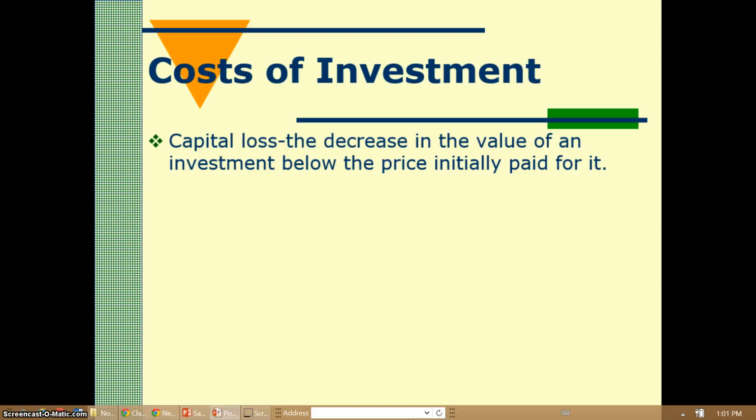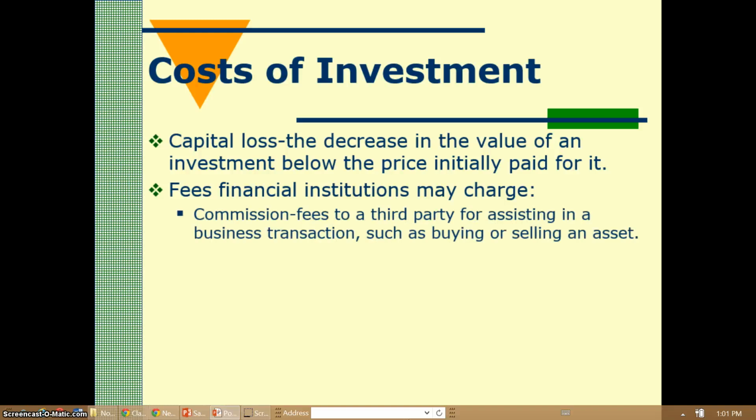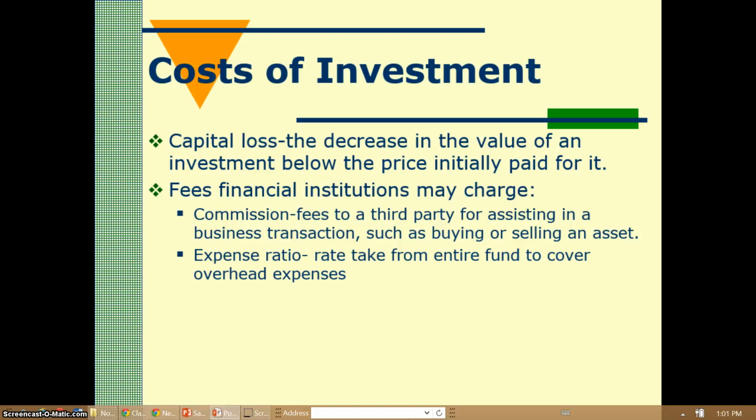So if you bought, let's say, Apple stock at $745 and 6 months later it drops to $525, you have a capital loss in the market value of that stock for what you could sell it at compared to what you purchased it at. There's also fees associated with buying and selling of investments because they're managed by individuals. So there could be a commission, someone to actually do that transaction for you, or to increase your wealth. They may charge a third-party fee for assisting in business transactions such as buying or selling of an asset.